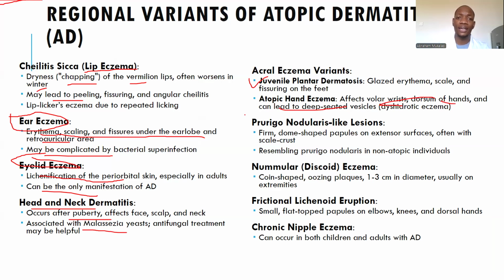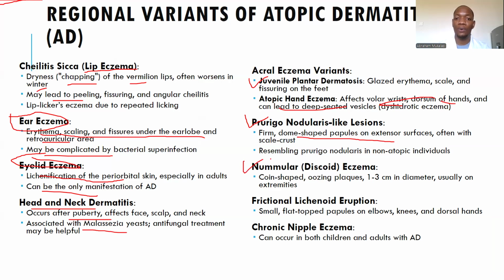So in some patients, they can end up with what we call prurigo nodularis-like lesions, which are usually firm dome-shaped papules on the extensor surface, oftentimes with a scale or even a crust. So this can resemble the prurigo nodularis that is usually seen in the pruritic disorders.